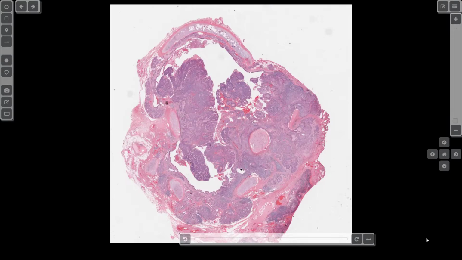This is slide 23. You can see it is an approximately round structure. There are pieces of cartilage up here, cartilage here, and cartilage here. This is likely a bronchus, and there is a very large tumor inside the bronchus and invading through the wall. Let's take a look at high power.